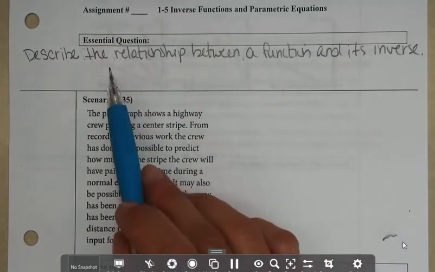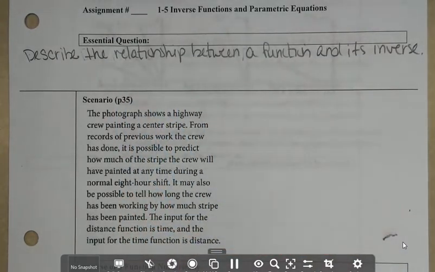And when I talk about this relationship, I'm talking about graphically, algebraically, numerically, so using a table. Okay, so I want you to think about all of those different ways when you're thinking about describing a function and the relationship between a function and its inverse.